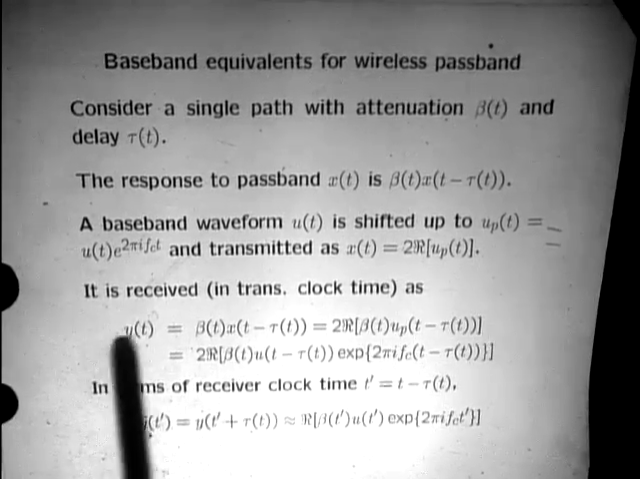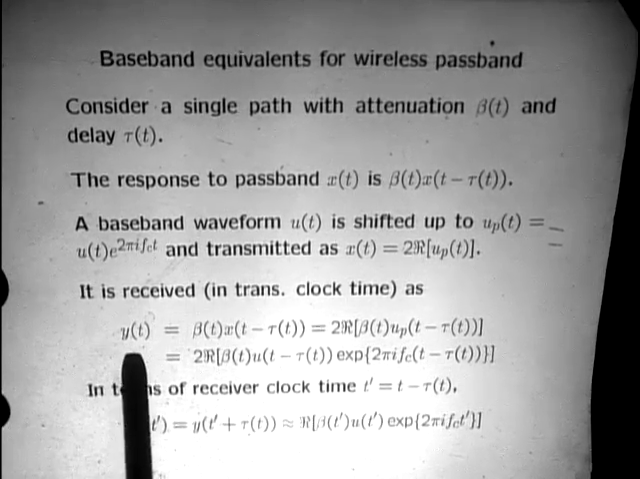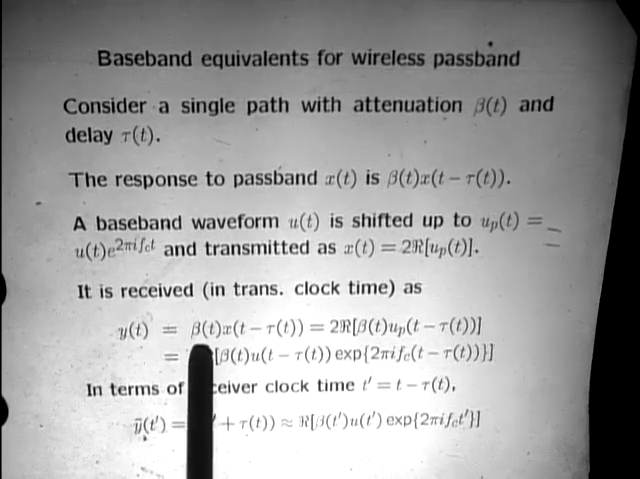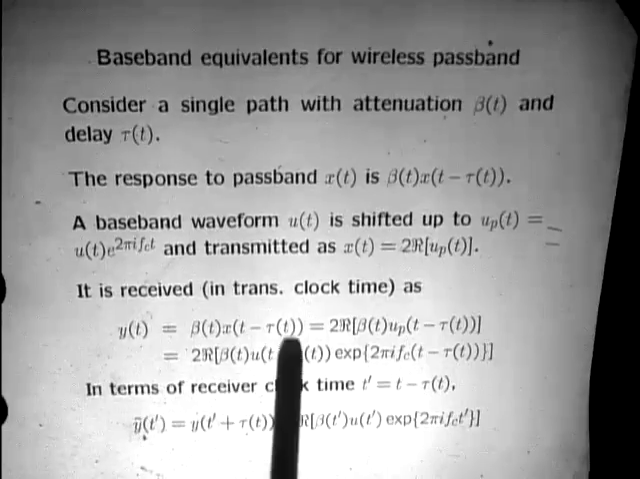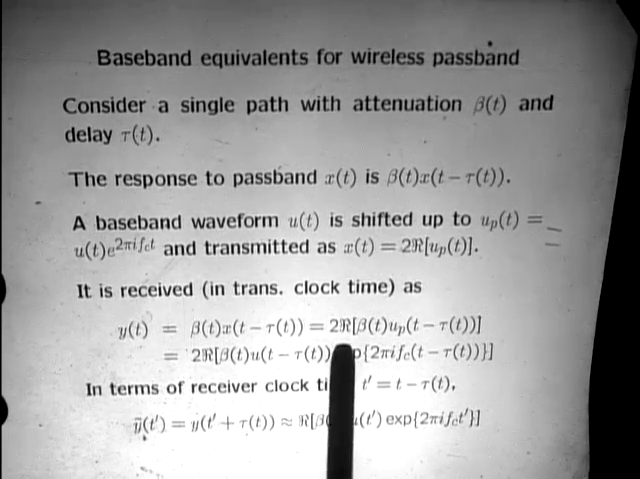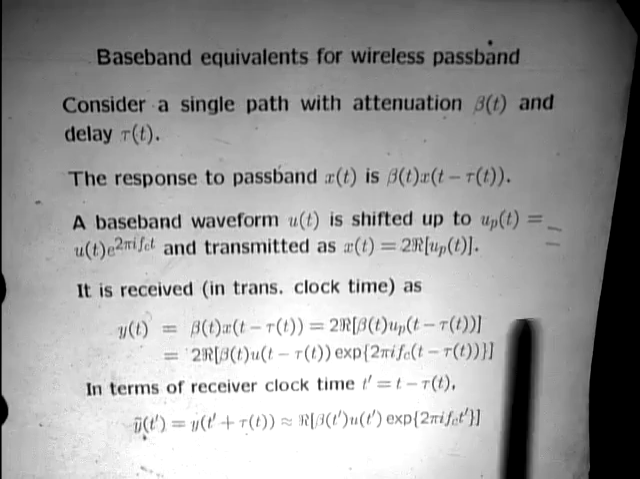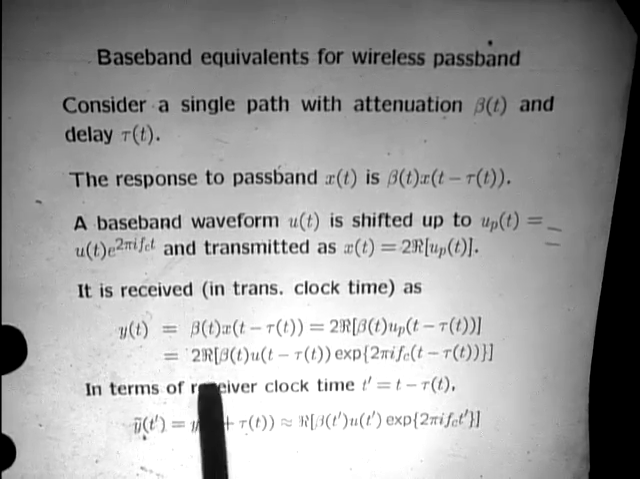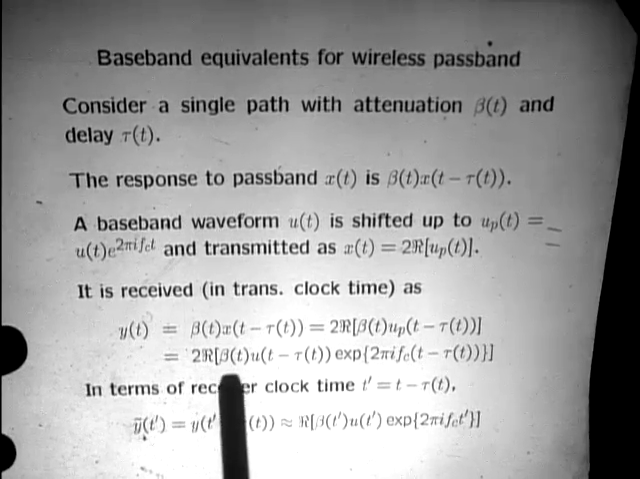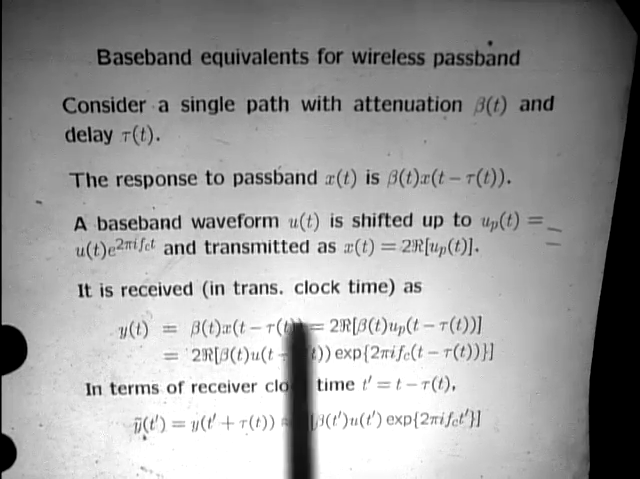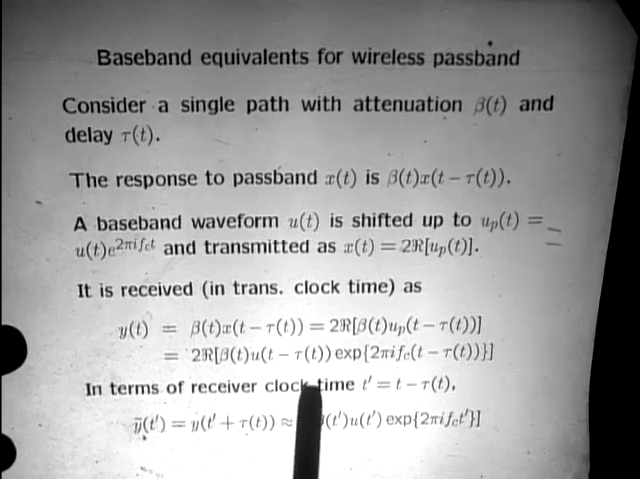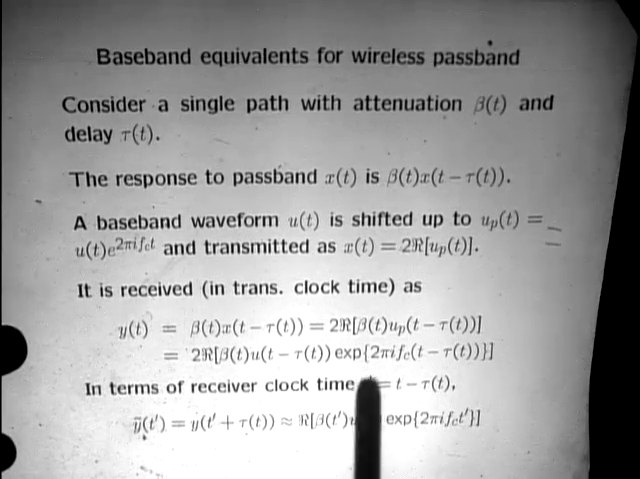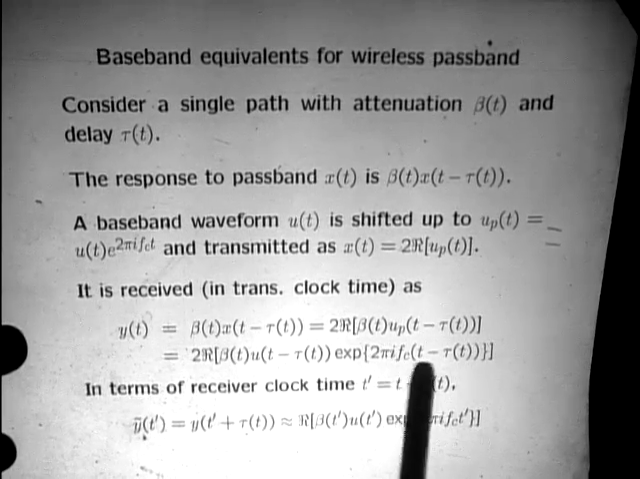Okay, so in terms of transmit time, this received waveform at passband is just the attenuation term times x of t minus tau of t, which is 2 times the real part of beta of t times this positive frequency part. And now when you write it out in all of its glory, it's 2 times the real part of the attenuation times the input you started with, but now this has been delayed by tau of t, and e to the 2 pi i f_c t.